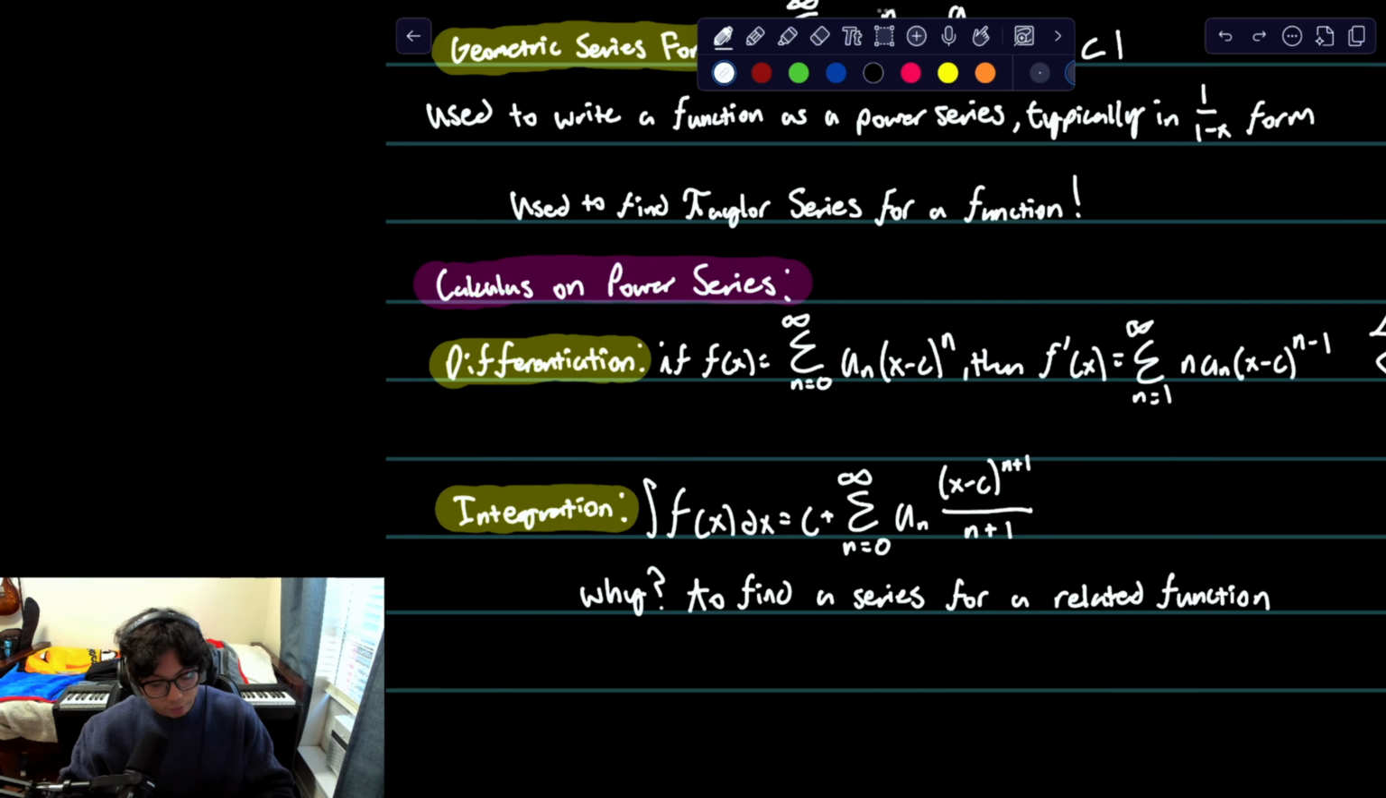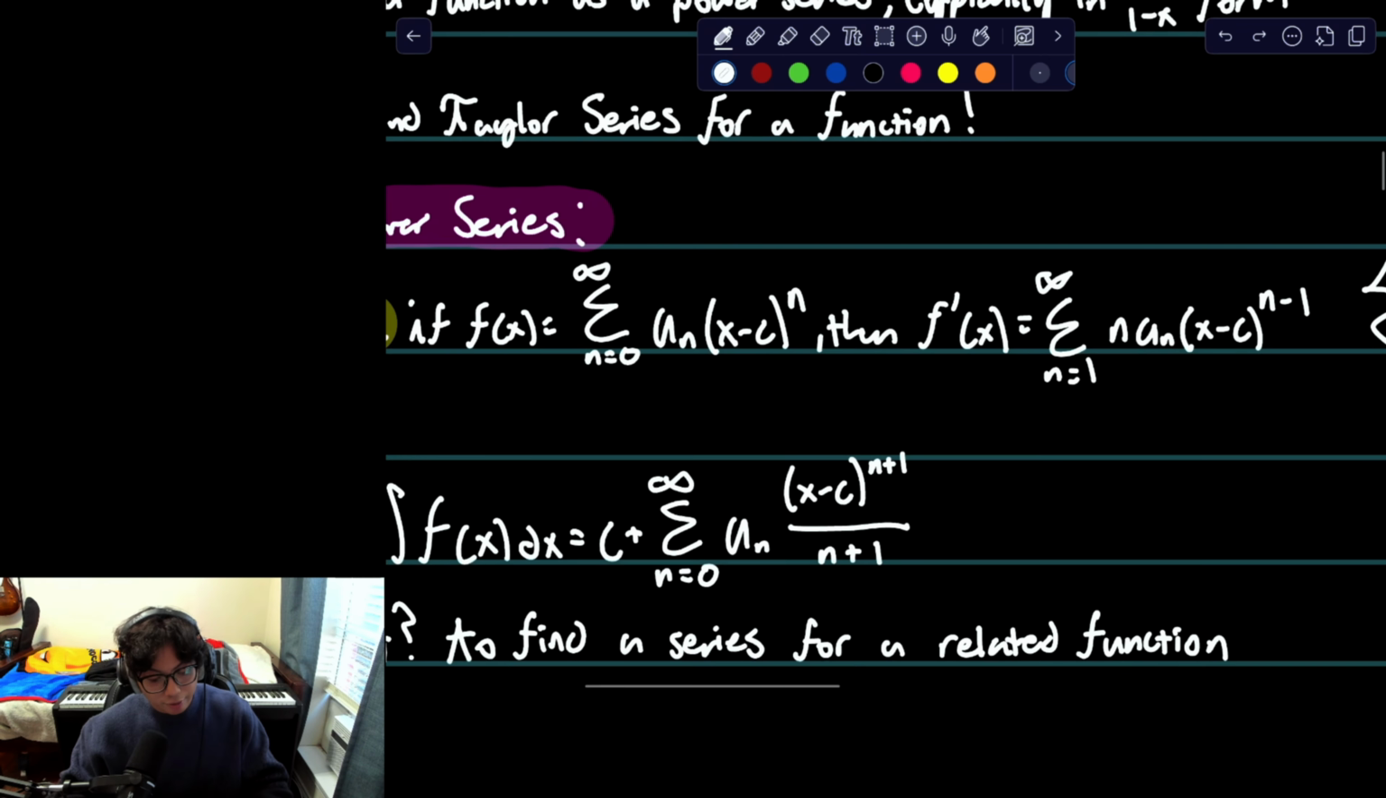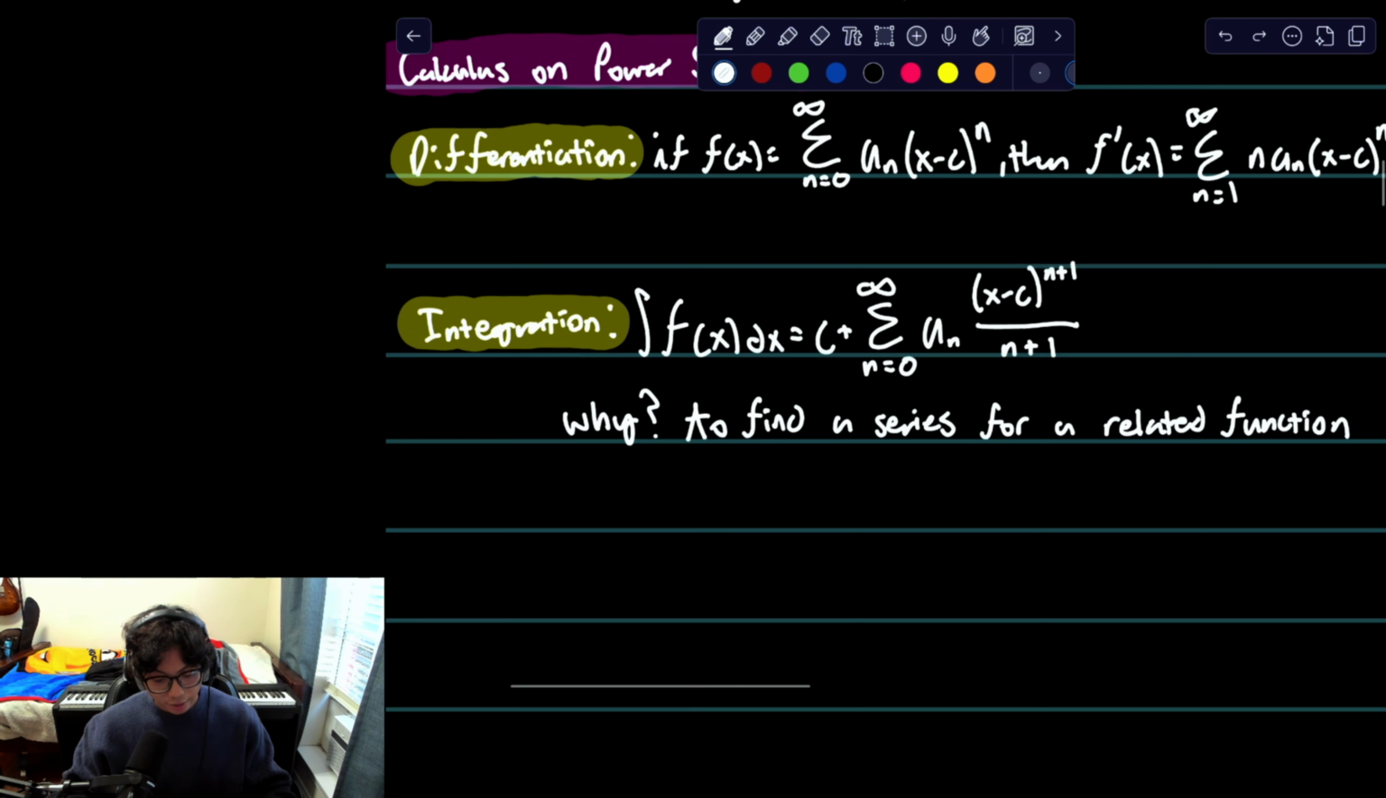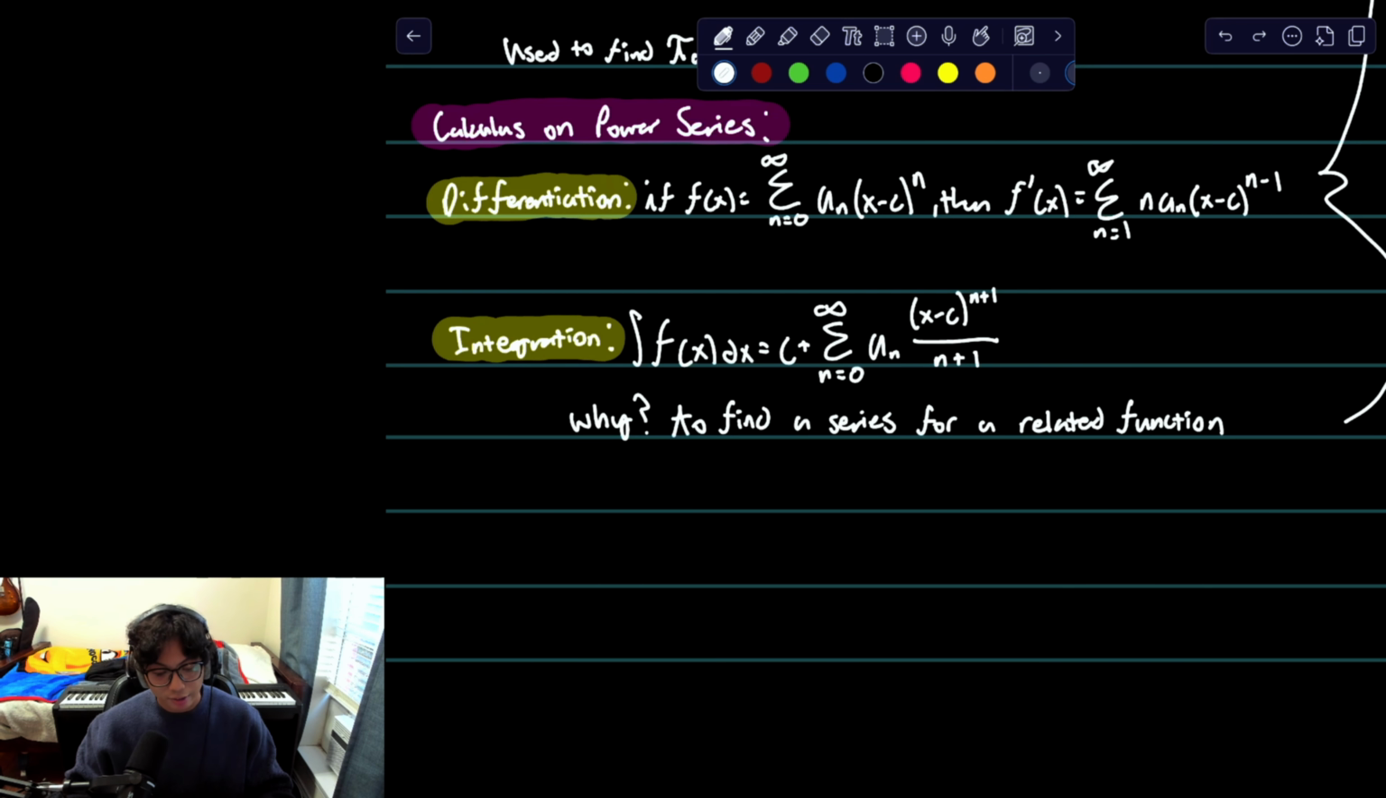And if you recall, we're just going to differentiate, which is just finding the derivative. And so if our f of x is equal to a of n times x minus c to the power of n, then our f prime of x is just going to be n times the a of n times x minus c to the power of n minus 1, which is just a typical differentiation form. And then for integration, we just find the integral of it. And that's basically been the beginning of calculus 2, so hopefully you remember how to integrate. And so let us begin.